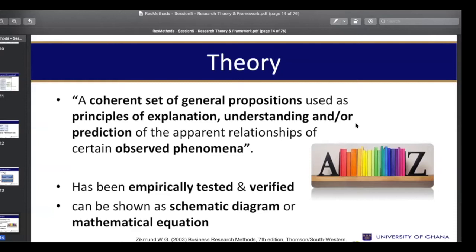So a theory is a coherent set of general propositions. It also means that a theory will tell us the relationship that exists between certain things, because a proposition is a proposal, like I'm proposing that these are the relationships that exist between the two. Or I'm conjecturing that these two things work like this. So when we want the area of a rectangle for your piece of land, you need to take the length, which is the longer side, and the breadth, which is the shorter side, and then multiply. We didn't say square it. So there is a relationship that established meaning.